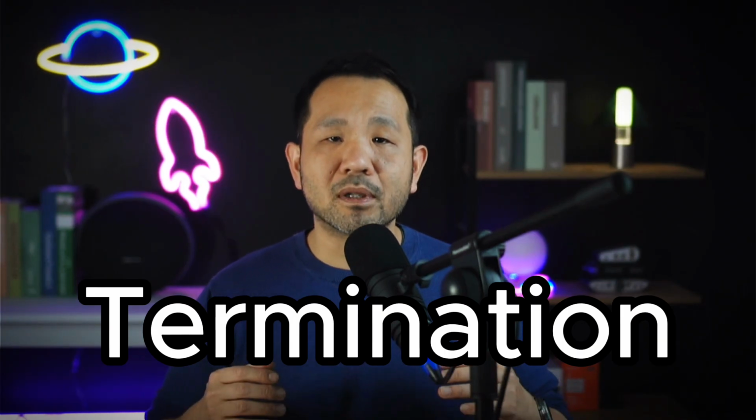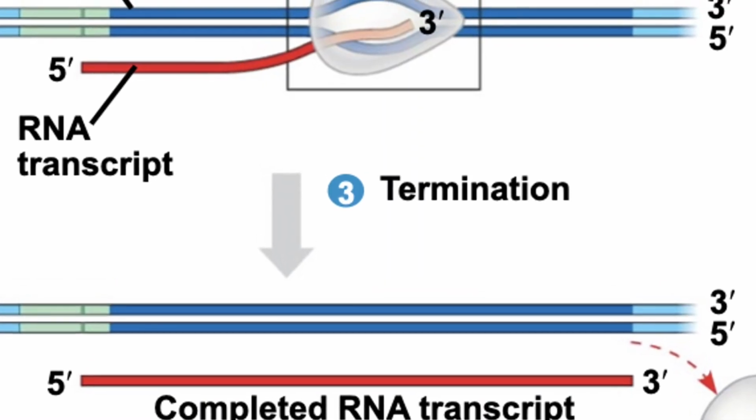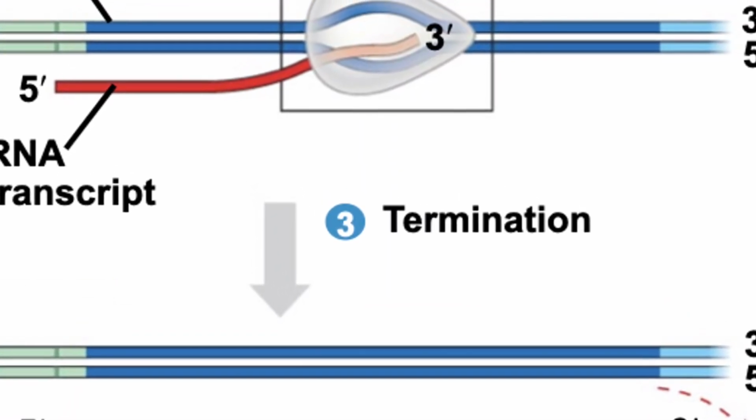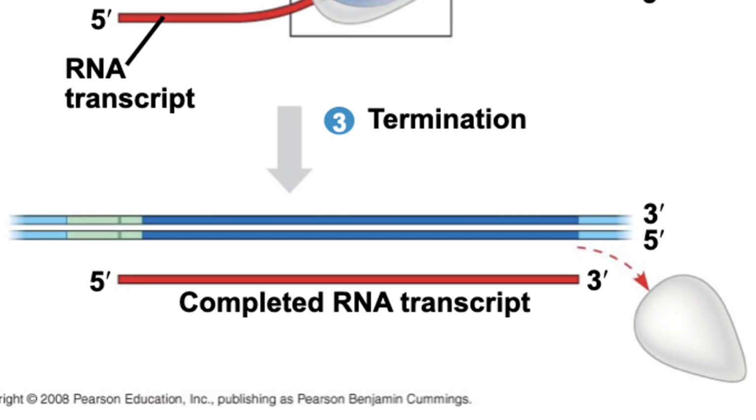In termination, the polymerase reaches the end of the transcription unit. This is typically detected by the polymerase through the recognition of certain sequences in eukaryotic cells that begins the dissociation process of all parties involved. This would also free that RNA molecule from the polymerase.